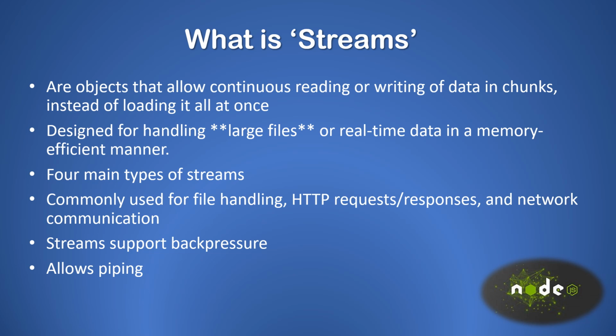Then duplex streams. As the name suggests, it's a combination of both, allowing for reading and writing data simultaneously, such as in TCP socket connections. And finally, we have transform streams, which allow you to modify data as it's being passed through, like when compressing or encrypting the data. That is why it's called a transform stream.